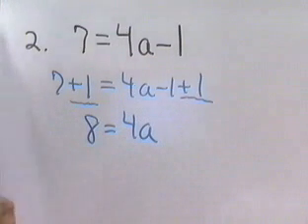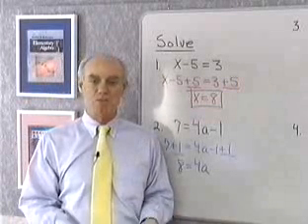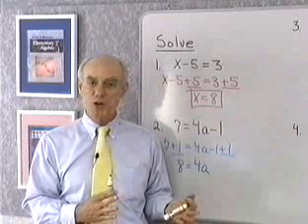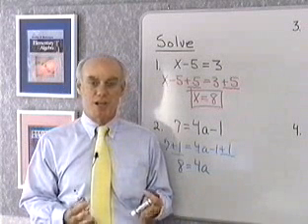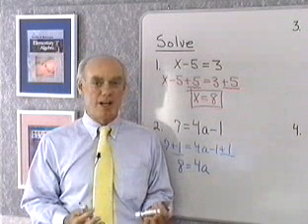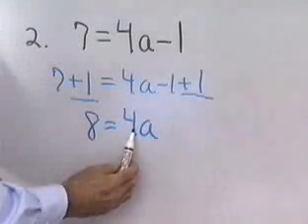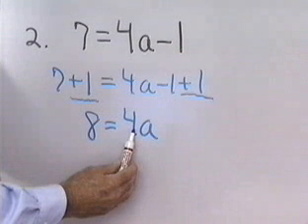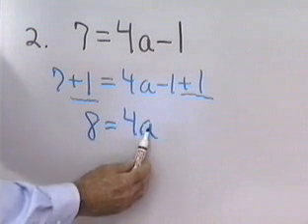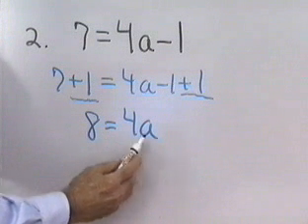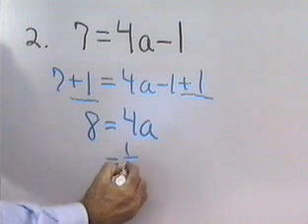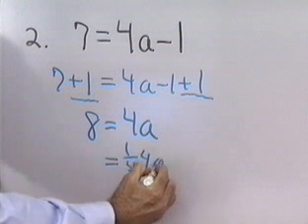Now that brings me to my second property, which is the multiplication property of equality, which says I'm free to multiply both sides of an equation by the same non-zero number anytime I want, and I won't change the solution to that equation. That allows me to take this 4a and replace it with just 1a, so I have my a isolated on this side of the equation. To do that, I'm going to multiply by the reciprocal of 4, which is 1/4.